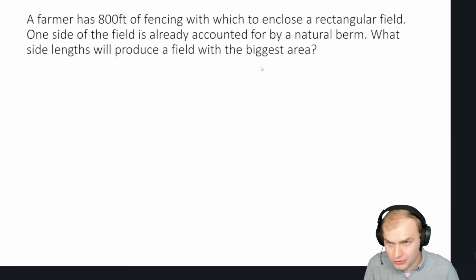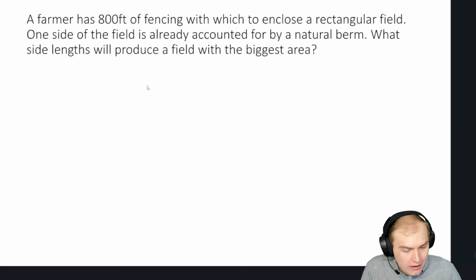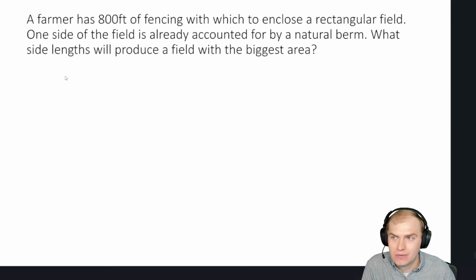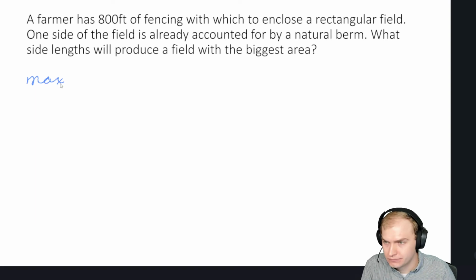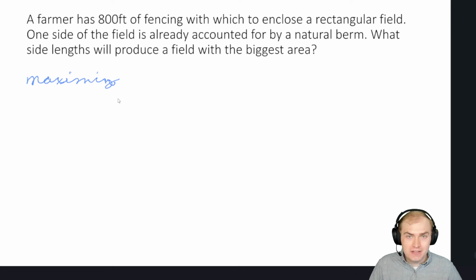So let's do a problem real quick that has both an objective function and a constraint. I'll write it in the format that we'll be using forever. You've probably seen this problem, maybe exactly, in a calculus class. A farmer has 800 feet of fence, and he wants to enclose a rectangular field with it. One side of the fence is already accounted for by a natural berm. What side lengths will produce the field with the biggest area?